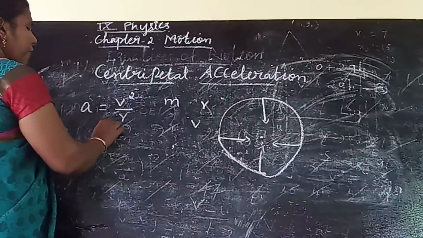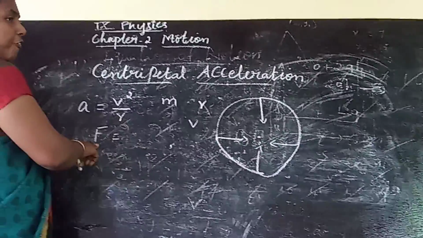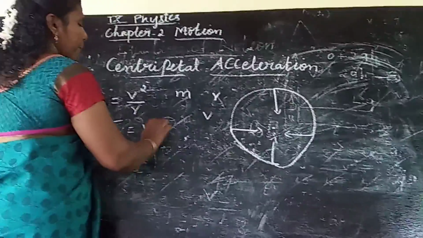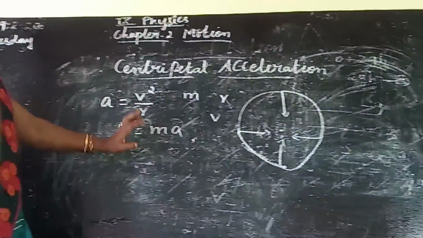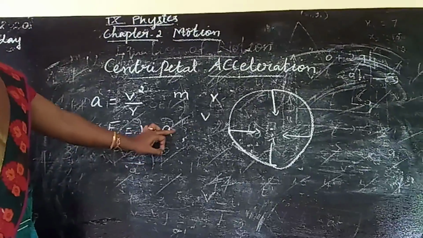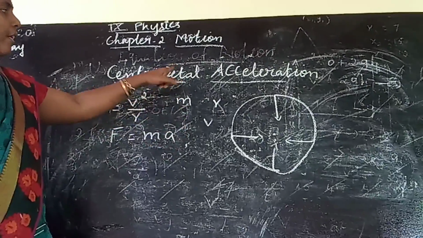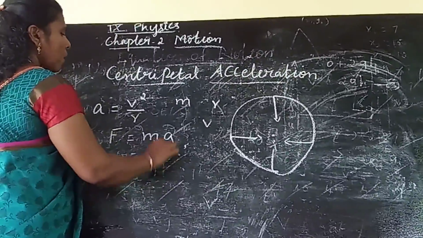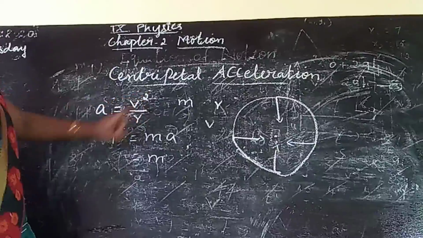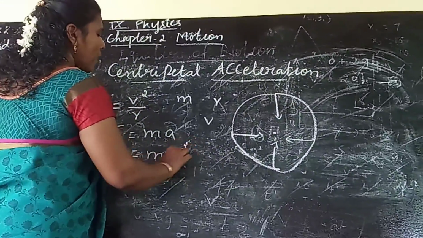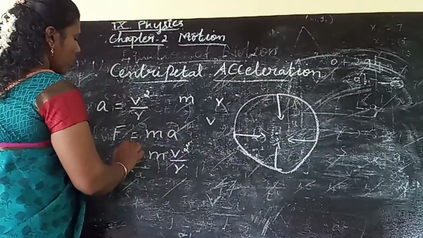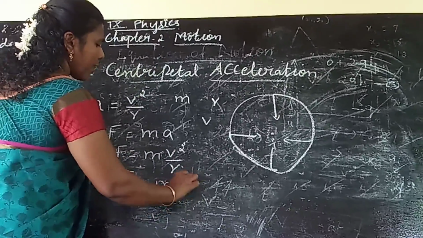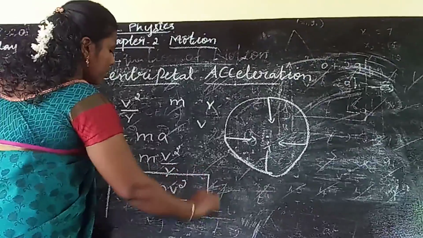Now we want to learn centripetal force. Force is denoted by the letter F. In the first class we learned F equals m a. So force equals mass into acceleration. Here the acceleration is the centripetal acceleration, and we have already written a as v squared divided by r. So F equals m v squared by r. This is the formula for centripetal force.